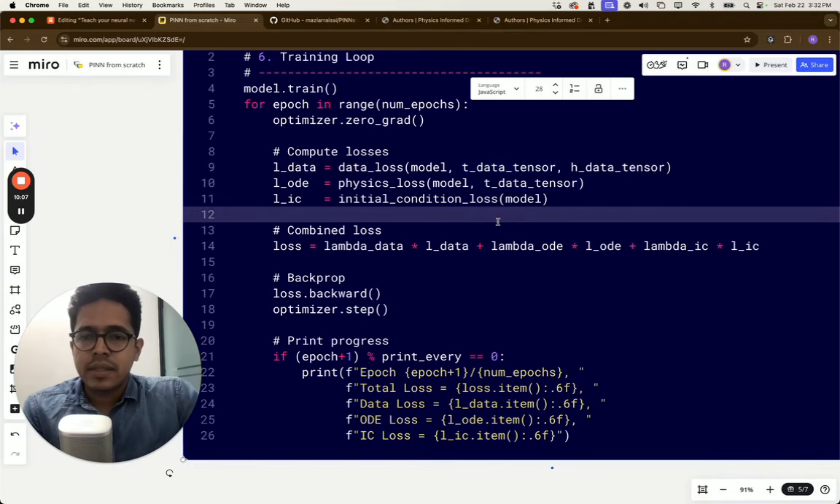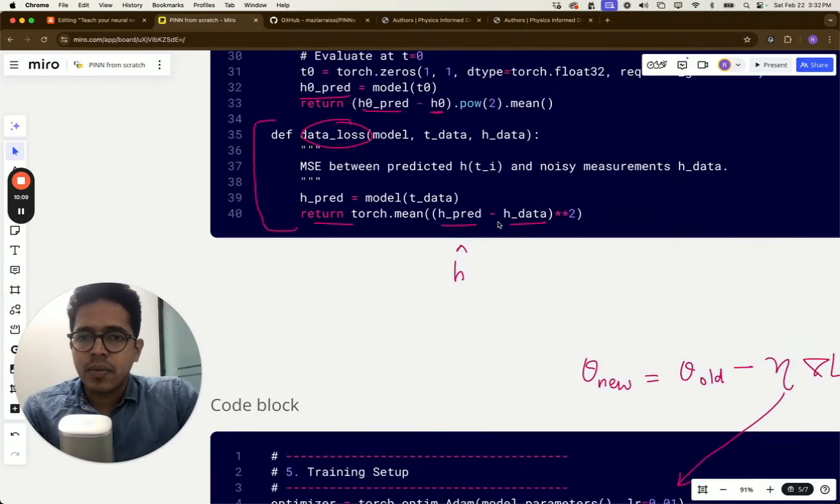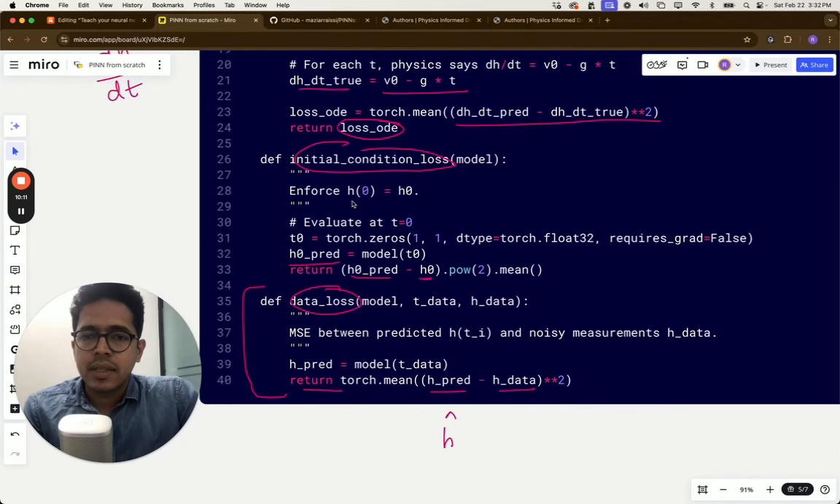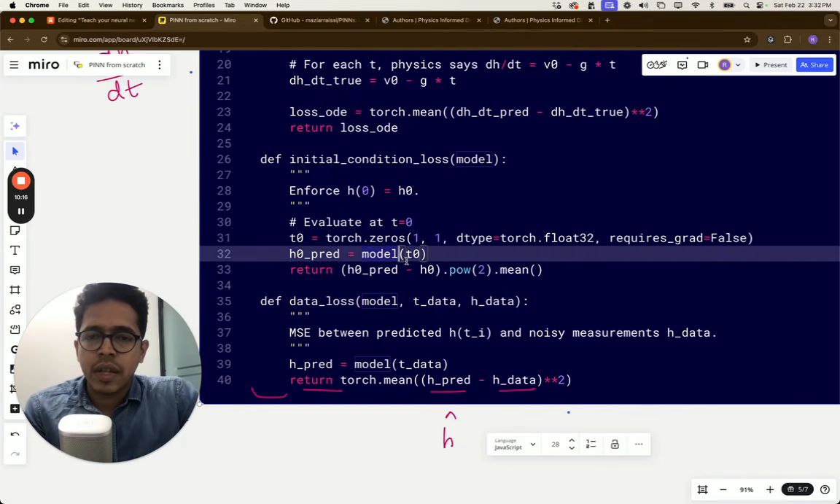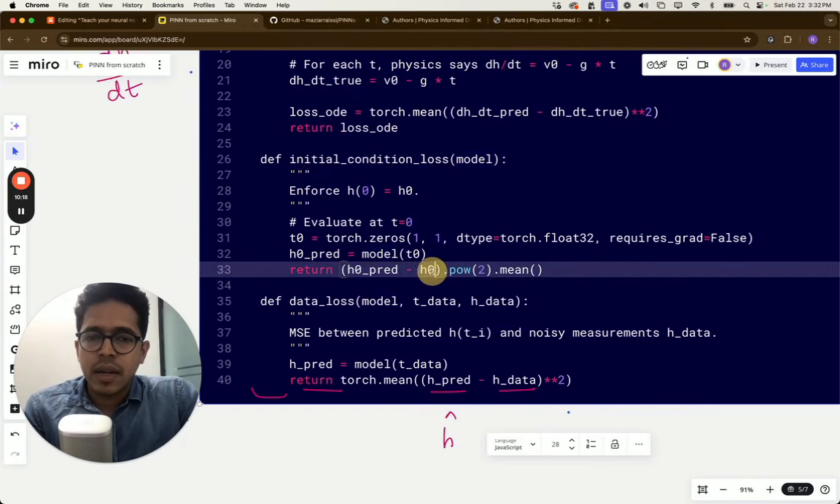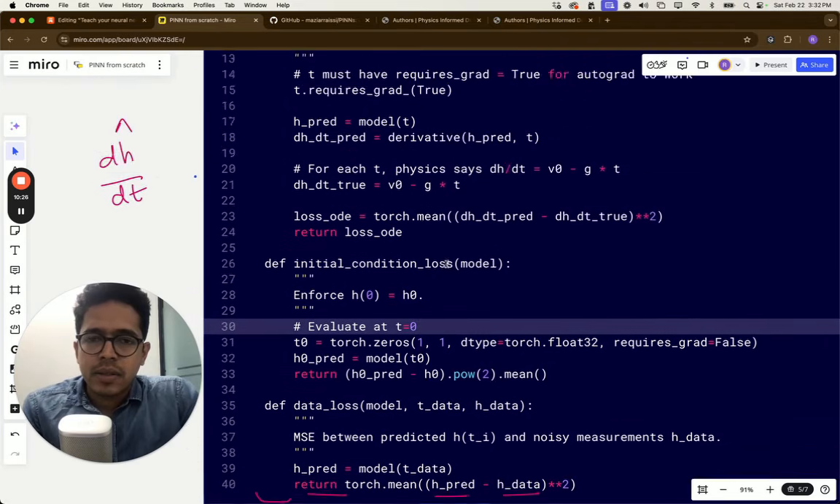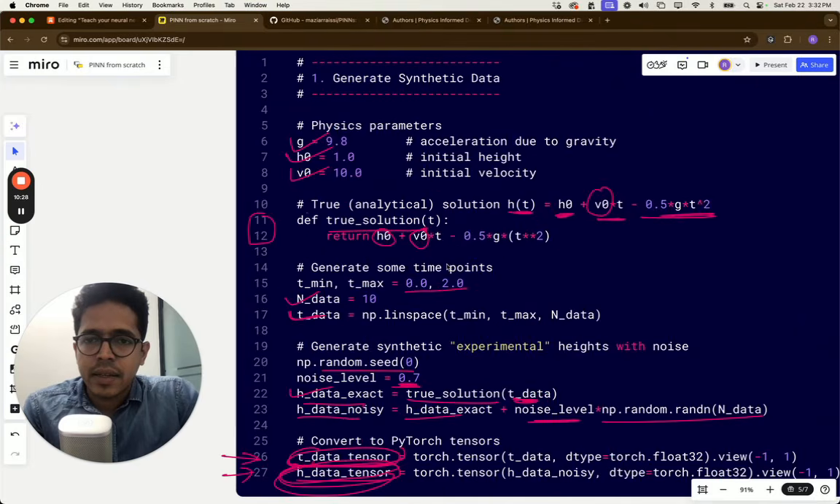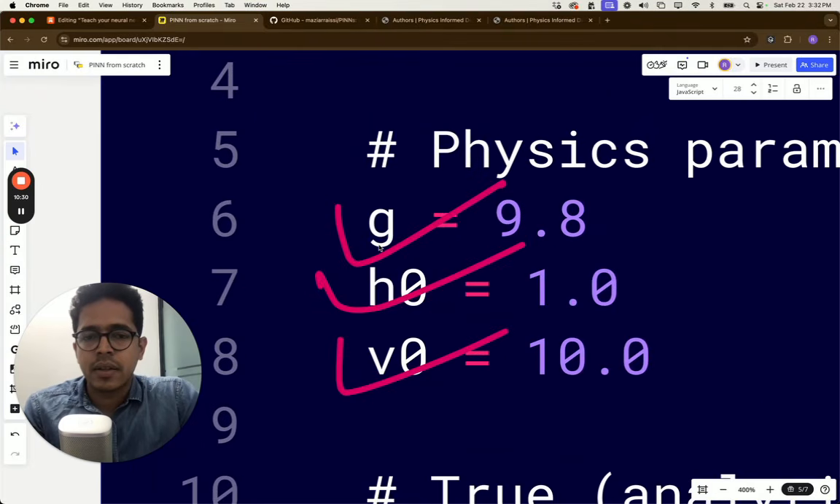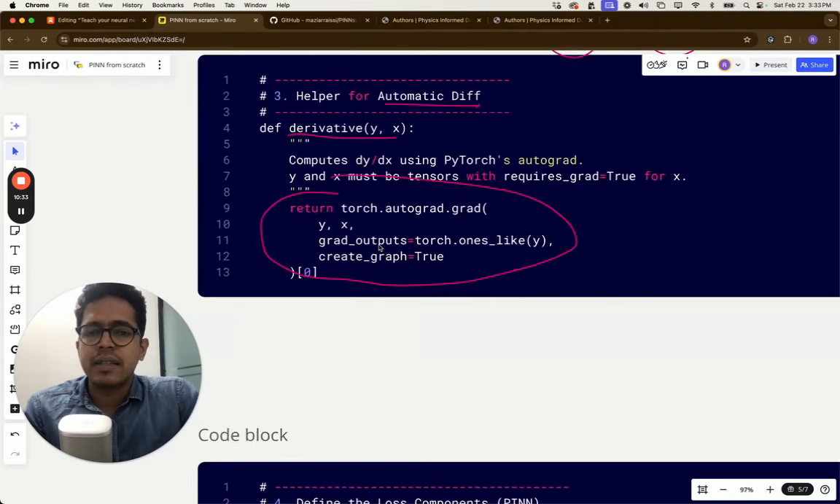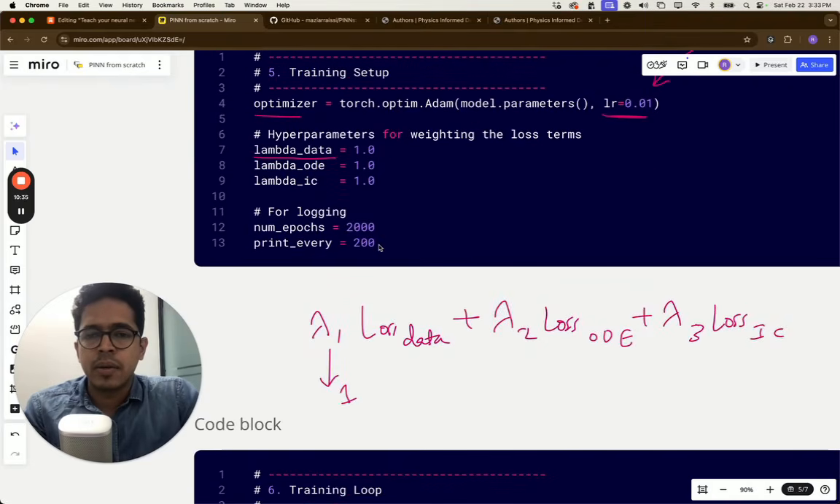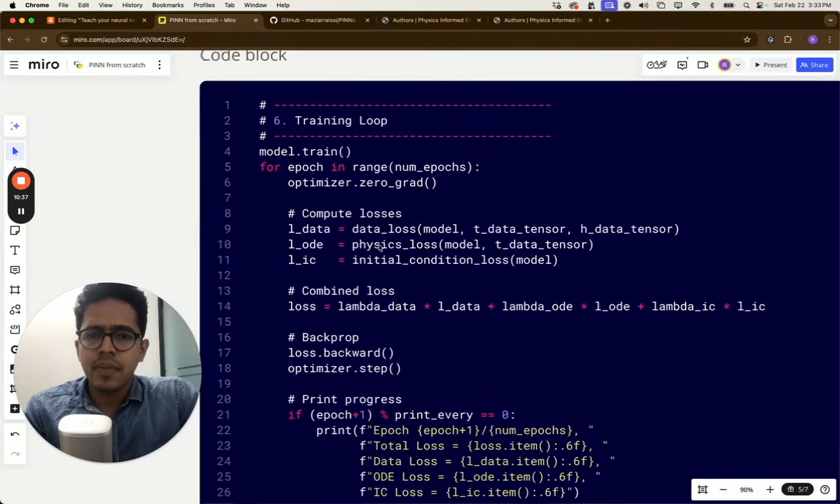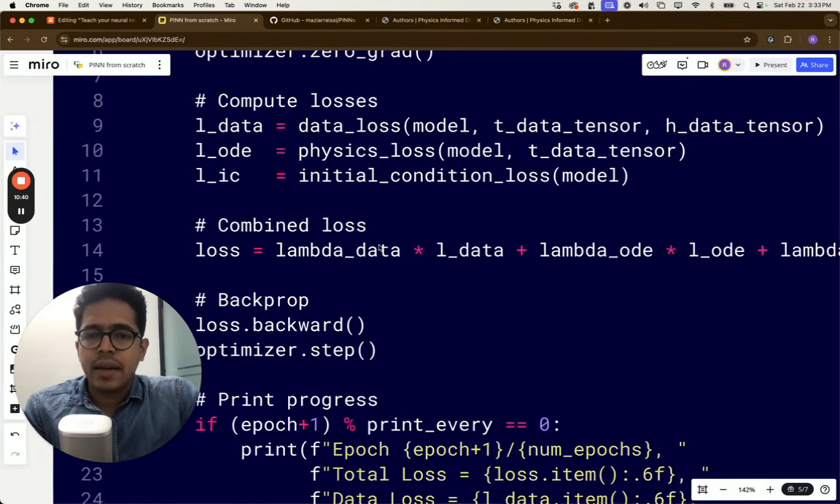So let's see in the initial condition function where we are mentioning h naught. At time t equal to 0, t naught is this. H naught predicted is model of t naught. That is the predicted one. And h naught, I'm just trying to figure out where it is defined. Okay, h naught is defined here, the initial height. So we don't need to pass anything, because the initial condition is already available as a global variable. Yeah, so that is the training.